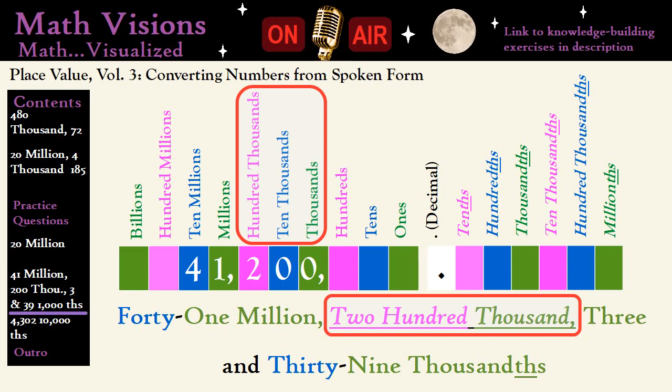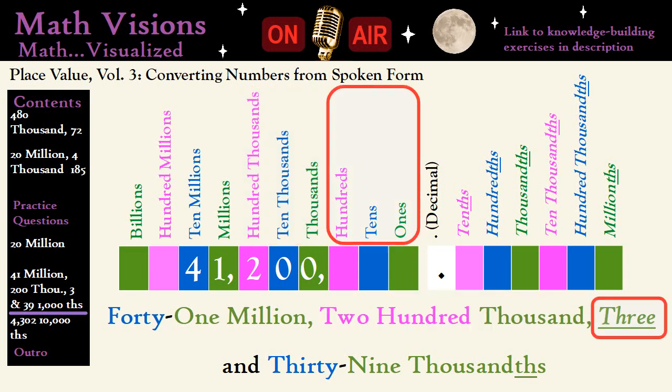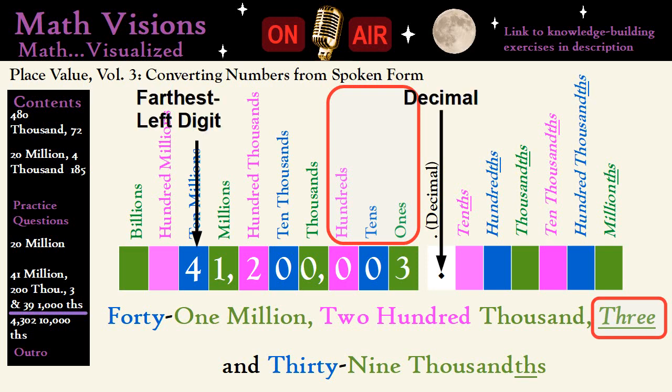Our next portion just reads 3 by itself. What should we do now? If you guessed, write a placeholder 0 in the hundreds place and another in the tens place, then write 3 in the ones place, you're right, since 3 is a single digit number, and it falls between the decimal and the farthest left digit in the big number.